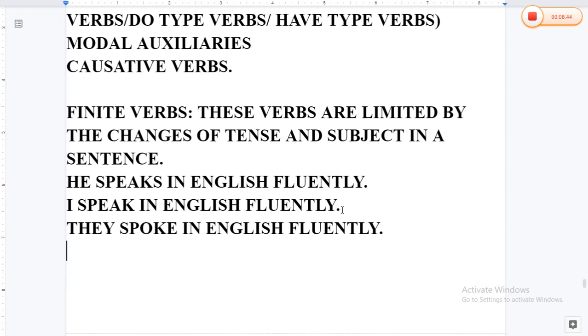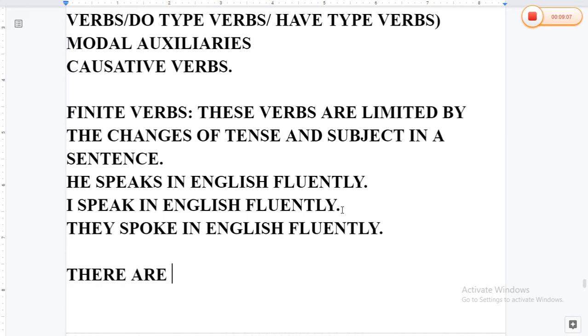Clear? Yes, sir. Manisha, are you there? Yes, sir. Clear? Yes. Anand, are you there? Yes, sir. Clear or not? Clear, sir. Fine. Okay. So now let's move on.